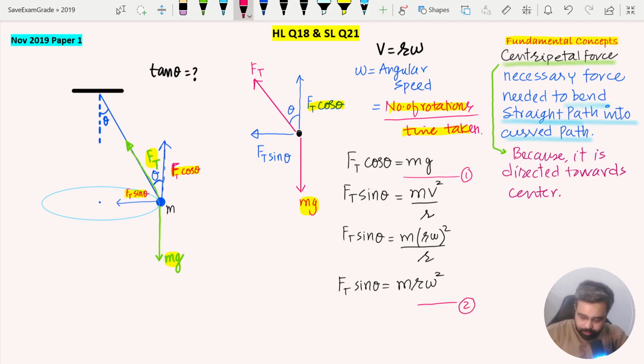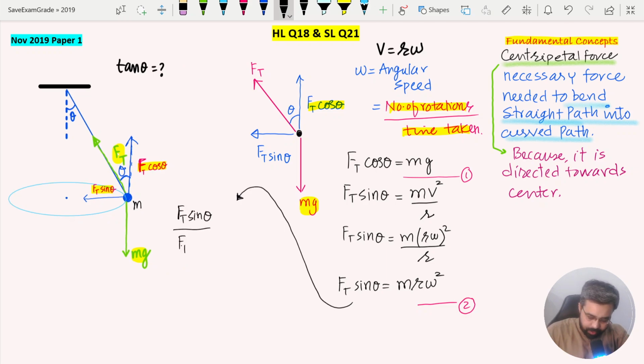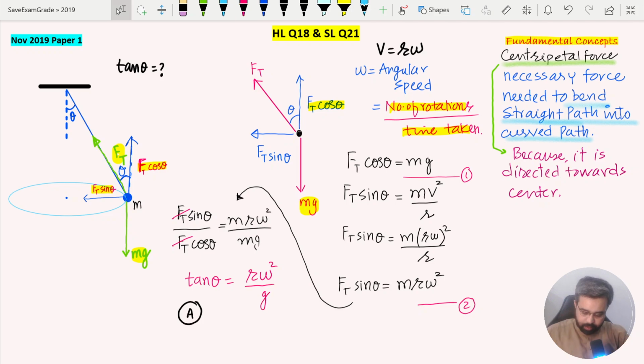So if we divide these two equations, because we want to find out tan theta, ft sine theta over ft cos theta is equal to mr omega square divided by mg. So we see that the force of tension, which is already unknown, cancels out. So we have tan theta equals r omega square over g. So the right answer is option A, omega square r over g.